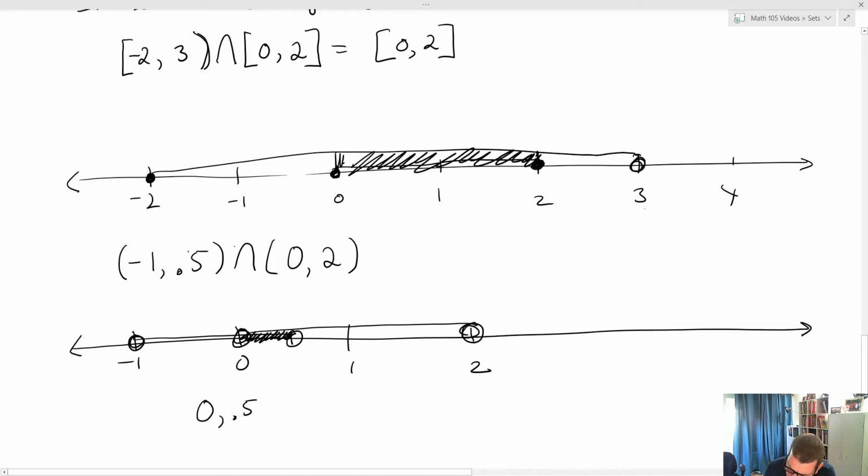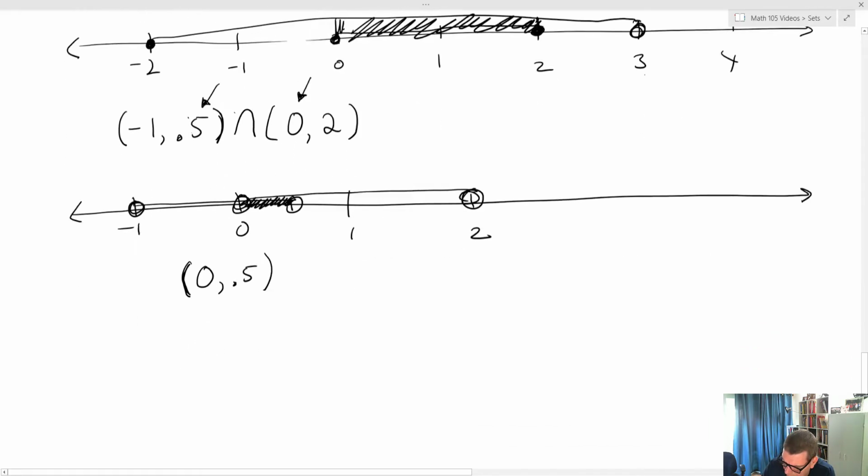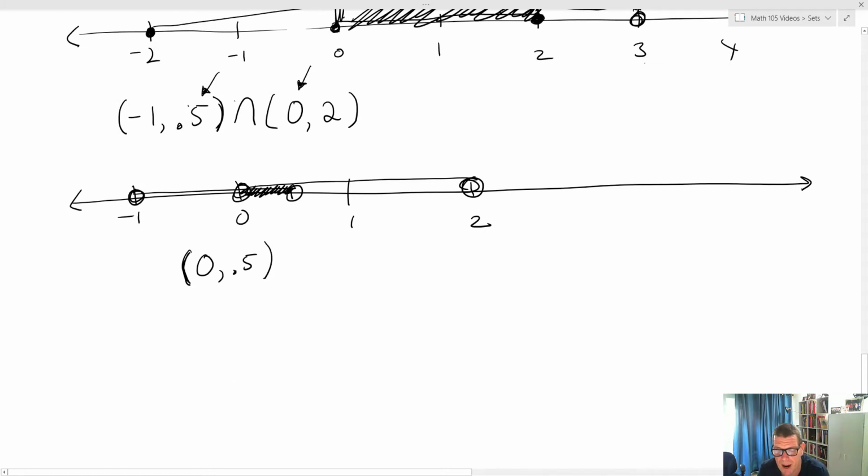Now what we want to notice is that 0 is not included in this set, so we're not going to include it in our intersection. And notice that 0.5 is not included in this set, so we're also not going to include it in the intersection. So it'll go from 0 to 0.5, not including 0 and 0.5, because 0 is not in the second set, since it's a parenthesis in the second set, and the 0.5 is not in the first set, since it's a parenthesis in the first set.